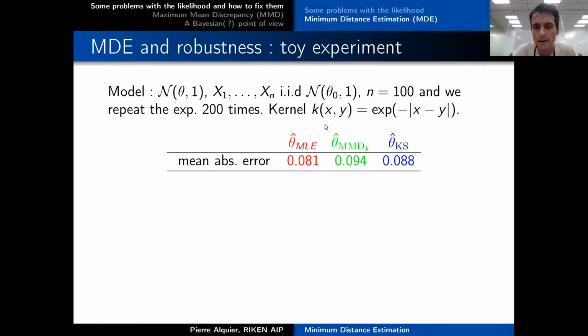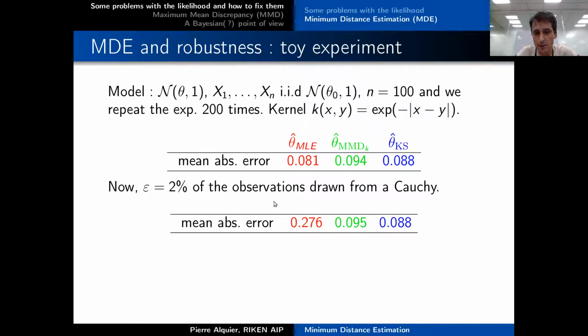I compared MMD with a Gaussian kernel and KS, minimum distance estimation based on these distances, to the maximum likelihood estimator for a Gaussian model where you estimate the mean. Sorry, this is something super simple. For now, we just estimate the mean of a Gaussian in dimension 1, and we know the variance. As an example, if you replace 2% of the observations from the truth by a Cauchy, you see that, of course, the MLE does not work anymore in this case, but MMD and Kolmogorov-Smirnov distance estimation remain good.